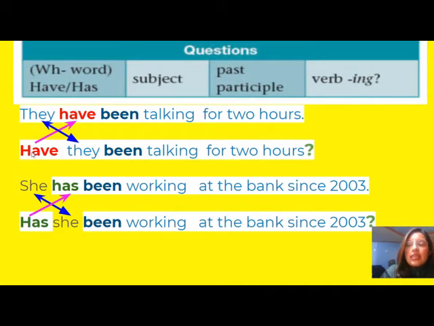For example, in this case, have they been? Continue with the question. Very good. And the final, the question mark. Excellent. Don't forget that. In this case, you have to use have. Let's start with the next.